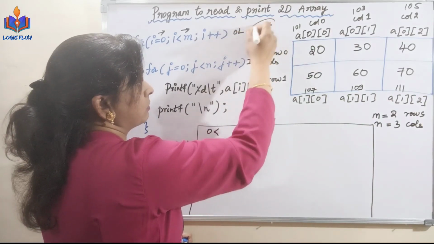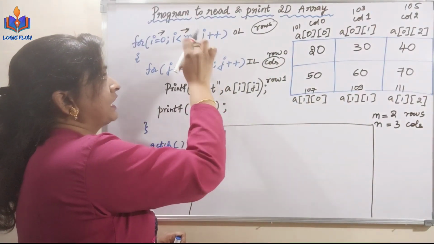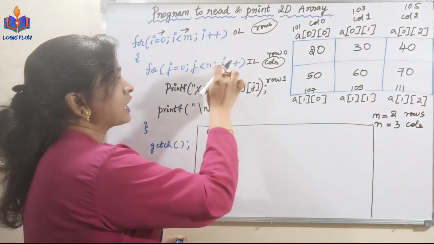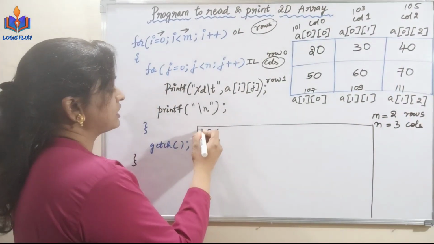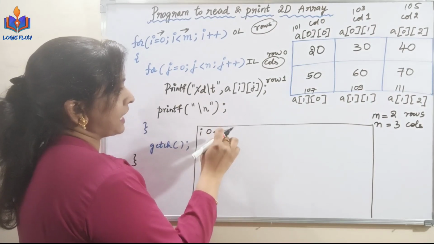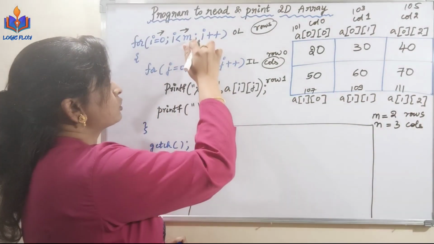That you need to remember. Okay. So the outer loop is taking care of the number of rows. The inner loop is taking care of the number of columns. Now, this is the I value: 0 less than m. M means it is 2. 0 less than 2, condition true.